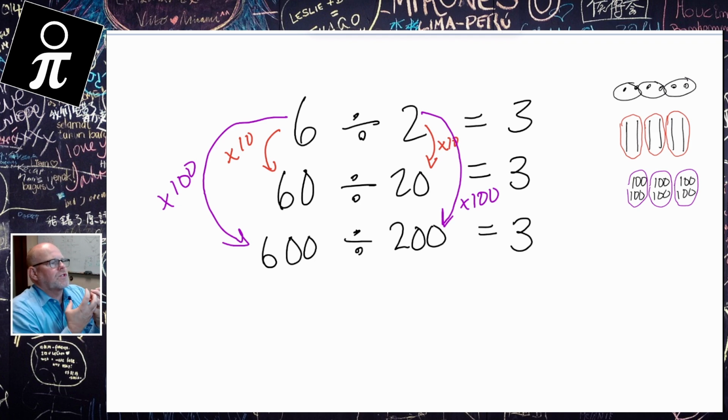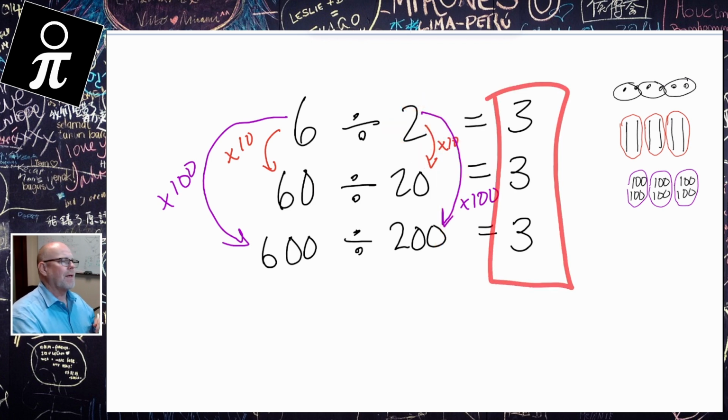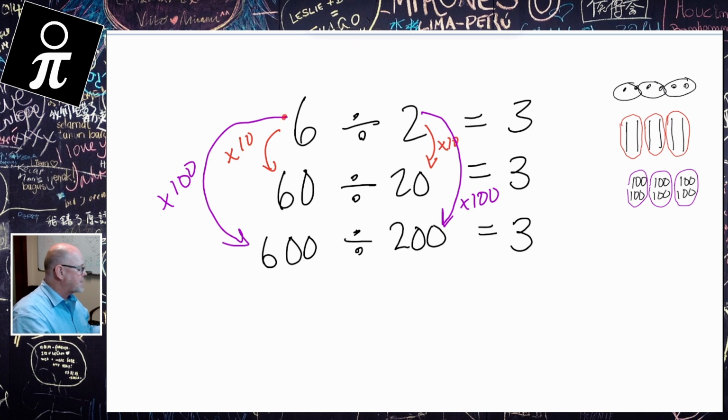So what we want students to start to recognize is that whenever we multiply one of these numbers by a value, as long as we multiply the second number by the same value, we're going to get the same answer. The problem itself might look different. For example, 60 divided by 20 looks different than 6 divided by 2. But because both of those values were multiplied by 10, the answer itself stays the same.